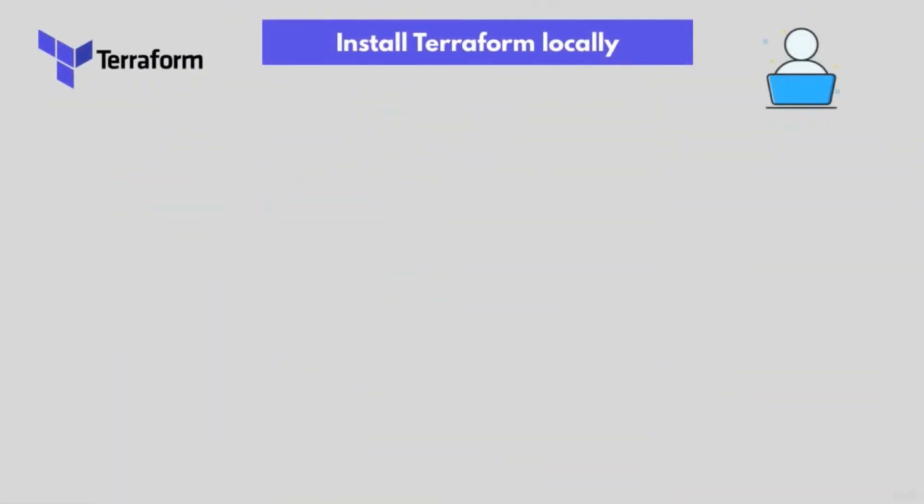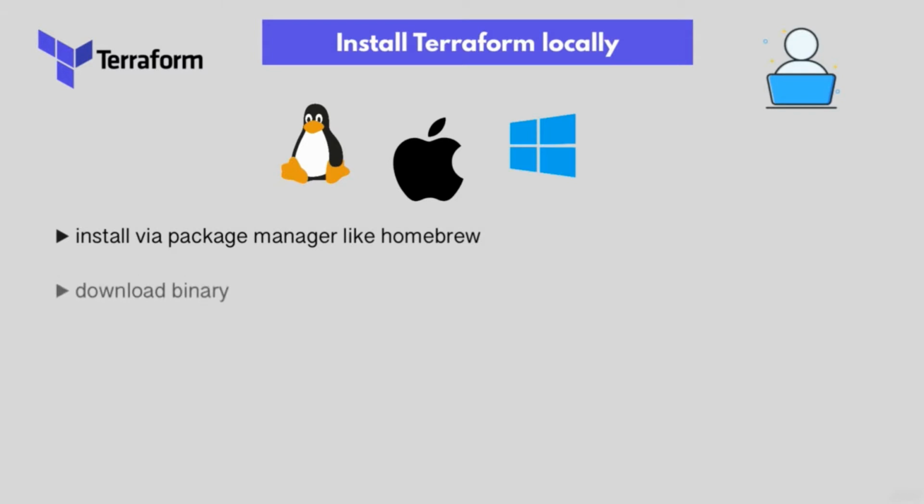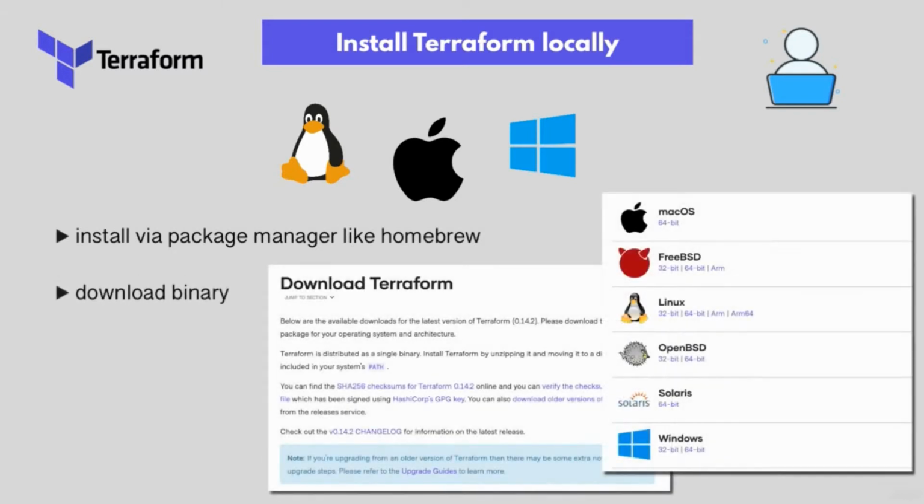First step, we need to install Terraform locally so we can start using it. And obviously, based on which operating system you're using, the installation will be a bit different. So either you can install it using a package manager tool on Linux or Mac, or you can just download the Terraform binary from Terraform's official page and then set it up locally yourself. And this applies to Windows, Linux, and Mac.